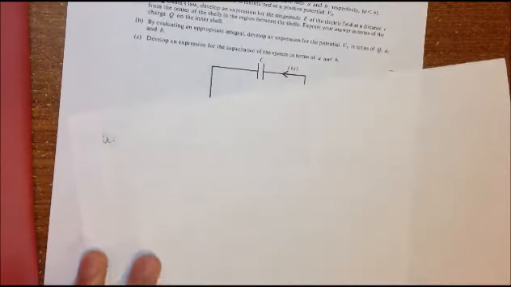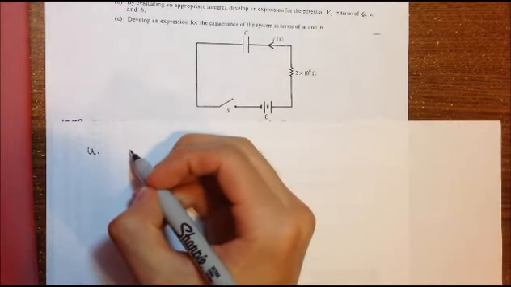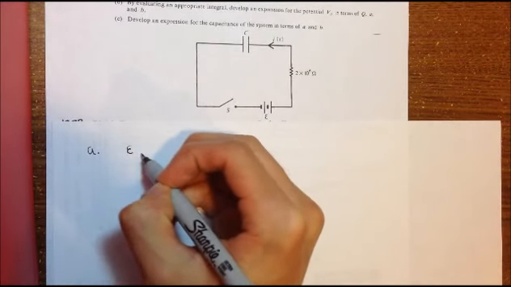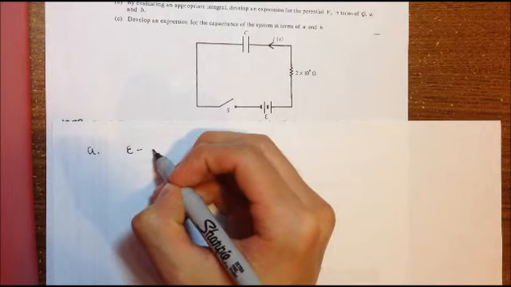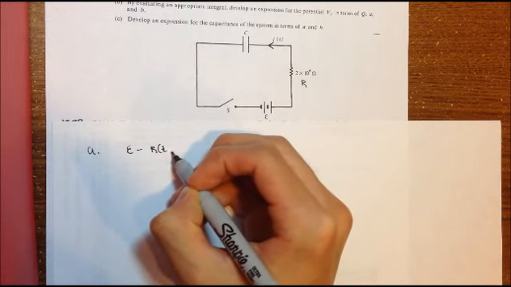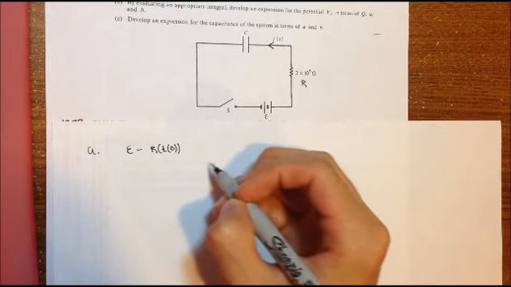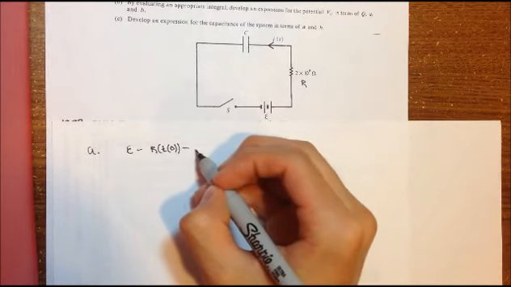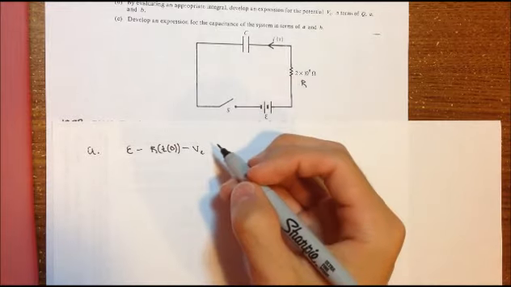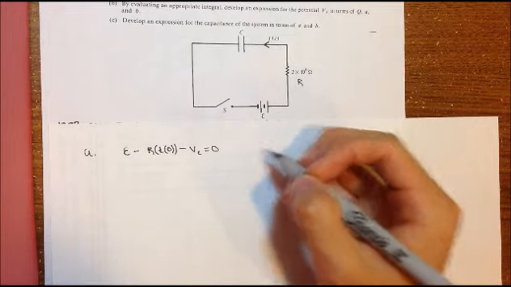So let's start off by writing the Kirchhoff loop. That would be E minus the resistance, let's call it R, times I. Well, it says I at t, but we're given information that I is 0, and also we know that it's going to be minus V_C, voltage across the capacitor, and that is one loop, and that's going to be equal to 0.